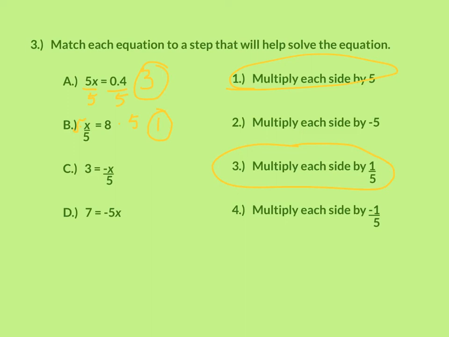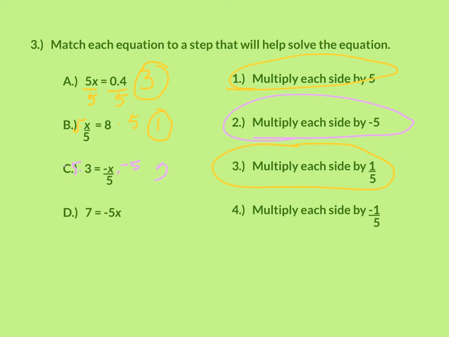Okay, this is 3 equals negative x divided by 5. Well, I could simply multiply both sides times 5, but that presents us with the negative still being left in place, which we can't have. So that means I'd have to multiply both sides by negative 5, because on the right side, a negative times a negative is a positive, which is what we want that x to be. So this is multiplying by negative 5.